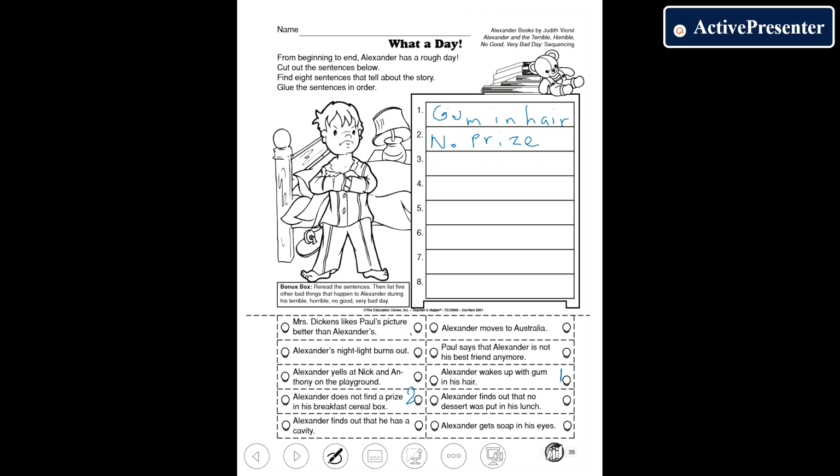Okay, how about the third thing that happens? Remember, not everything that happens is going to be in here. So figure out what happens next out of these choices. If you said number 3 is Mrs. Dickens liked Paul's picture better than Alexander's, you're right. So this is, we're going to write picture.